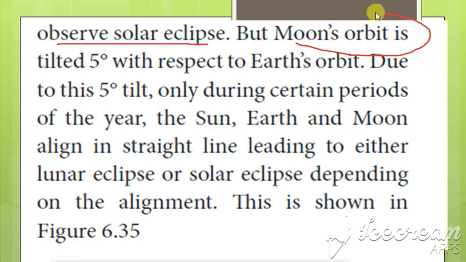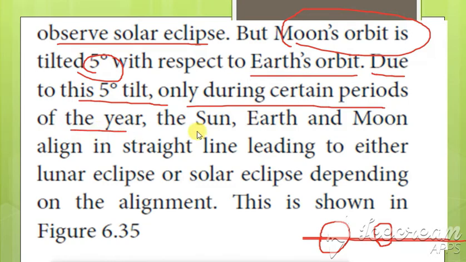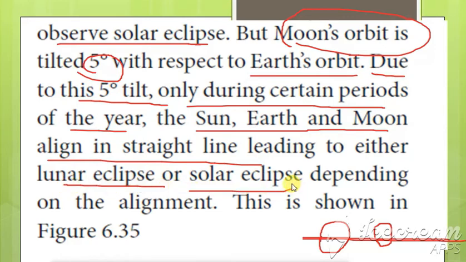Why? Because the moon's orbit has a 5 degree tilt with respect to the earth's orbit. So this is the earth's orbit, and the moon's orbit is slightly tilted by 5 degrees. Whenever the moon comes in a straight line with us, we observe the eclipse. Due to the 5 degree tilt, only during certain periods of the year the sun, moon and the earth all come in a straight line, and so we get lunar as well as solar eclipses.